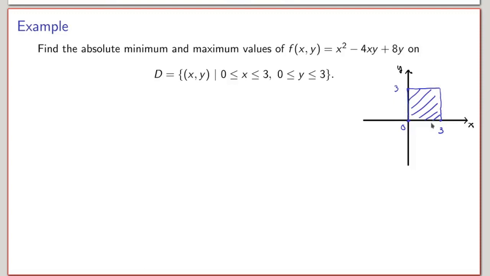Okay, so we have a closed bounded set, so we can apply the strategy that uses the extreme value theorem to find the absolute minimum and maximum values, because we know that there must be an absolute minimum and maximum values over D.